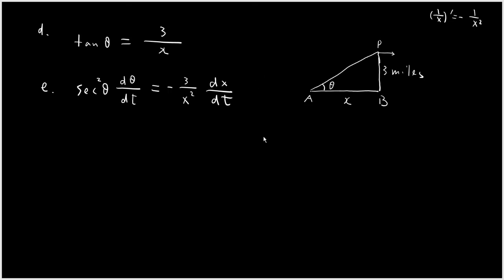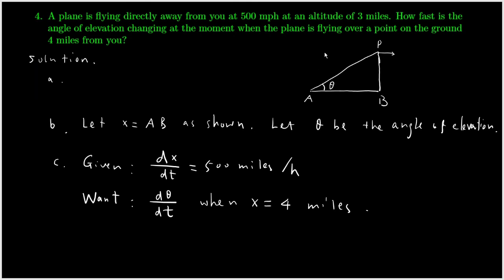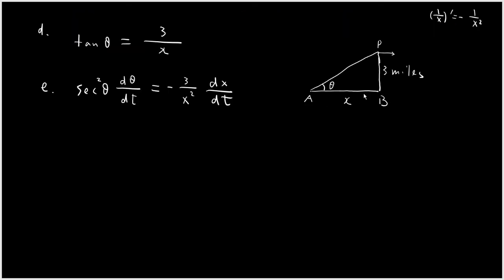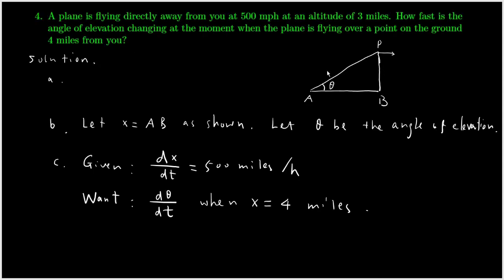But in the question, we are looking for an instantaneous rate of change. We are looking for the rate of change of the angle theta, the angle of elevation, at the moment when the plane is flying over the point on the ground 4 miles away from you. By that we mean in the question we are looking for an instantaneous rate of change when the x value is equal to 4 miles. So we have seen that here, right?